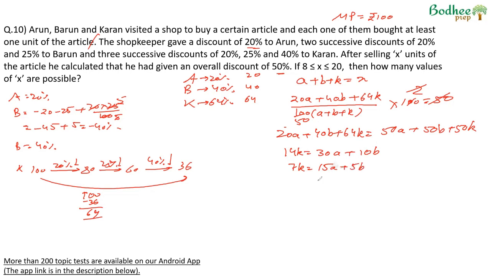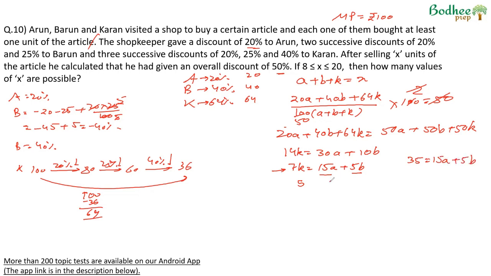Now, if you look at the right-hand side, this is a multiple of 5, this is a multiple of 5, 15 and 5. If we add two multiples of 5, the answer has to be a multiple of 5. And therefore, 7K has to be a multiple of 5. 7 is not a multiple of 5, therefore, K can only take values which are multiples of 5. Also, none of the values A, B, and K can be 0. So, the minimum value K can take is 5, which means this becomes 35 is equal to 15A plus 5B.